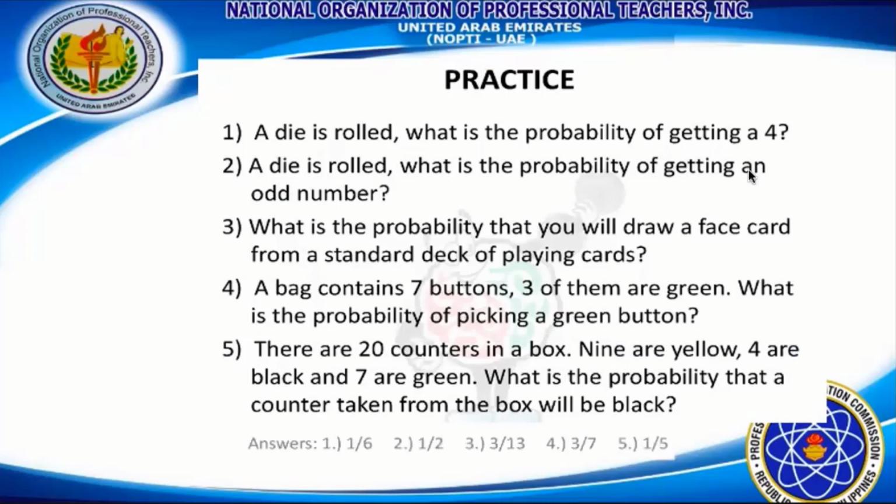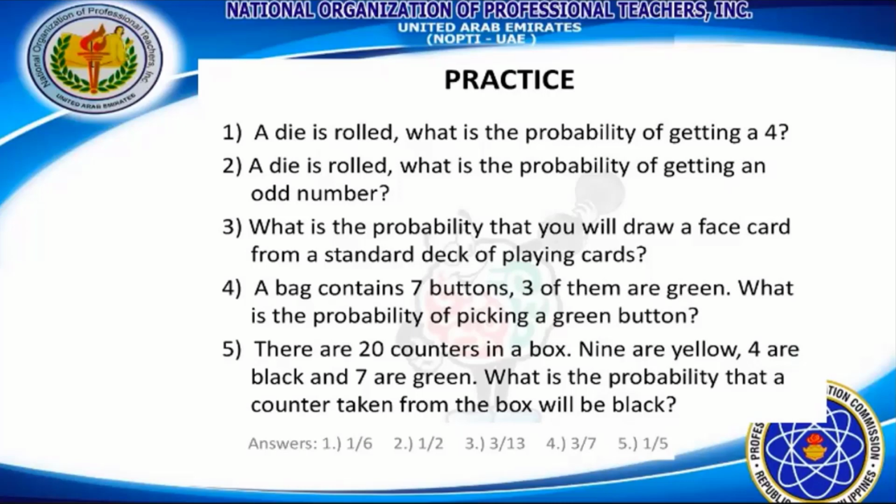Next. A die is rolled. What is the probability of getting an odd number? Ilan ba ang odd number sa dice? 1, 3, 5. So, 3. 3 over 6, and that is equivalent to 1/2. 6 kasi ang mukha nung dice, di ba? So, ang probability of getting an odd number is 3 over 6. That's equivalent to 1/2. Gets?